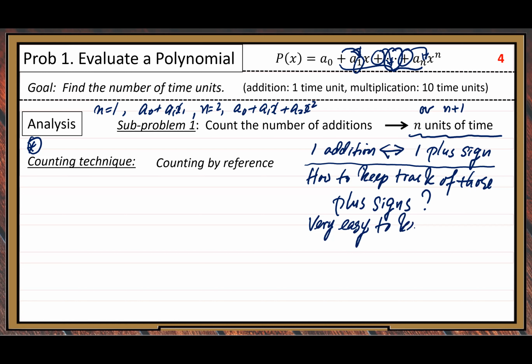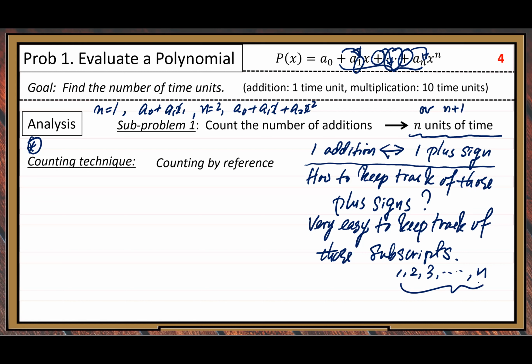It's very easy to keep track of those subscripts. How about that? The subscripts are 1, 2, 3 through n. How many subscripts do we have here? That's the so-called counting by reference. How about this method? Simple and effective.